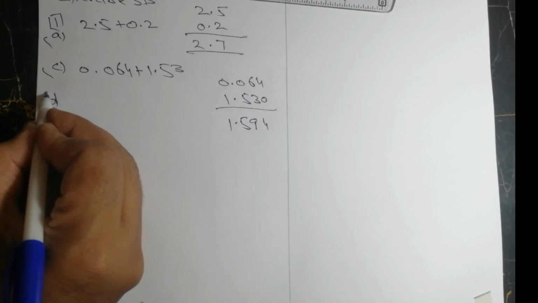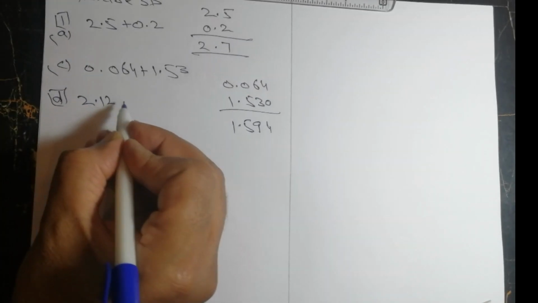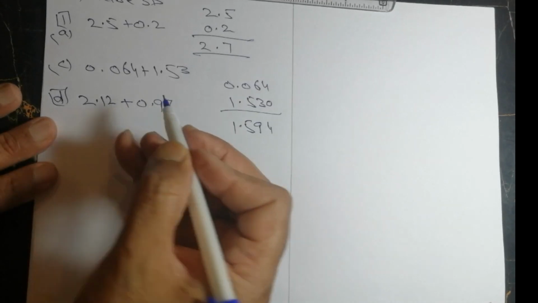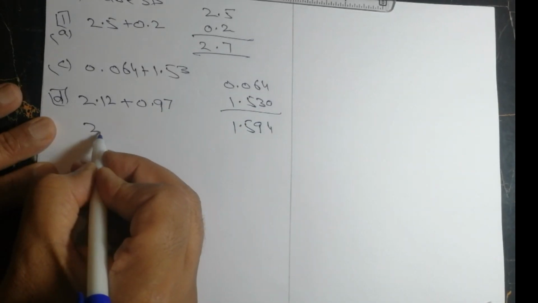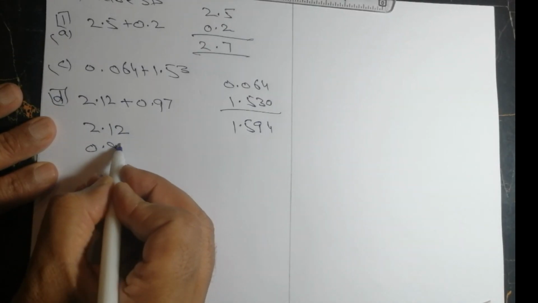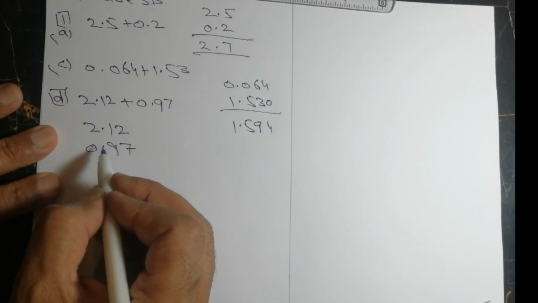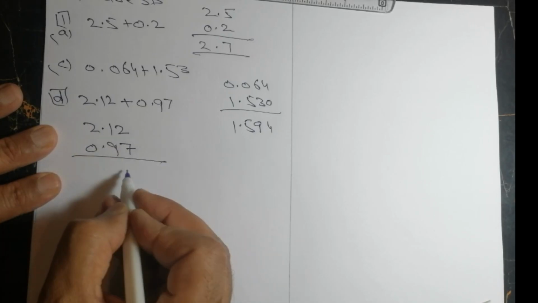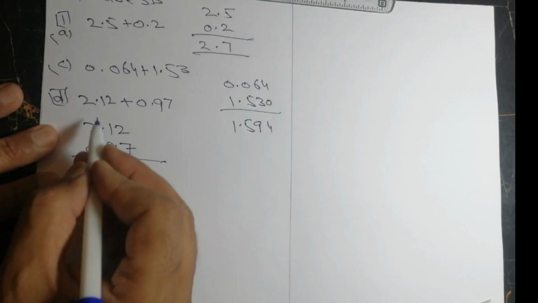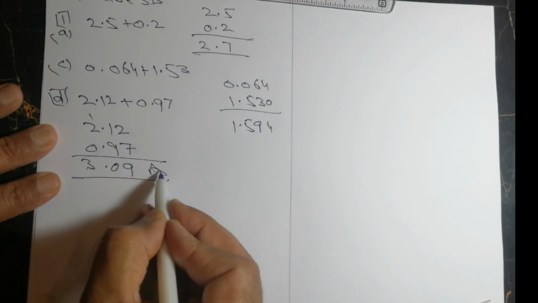Part D is 2.12 plus 0.97. So we will write 2.12 and 0.97. Just make sure that the decimals are in alignment. 7 plus 2 is 9, 10, 1 carry, so this will be 2 plus 1 is 3. So this is the answer.